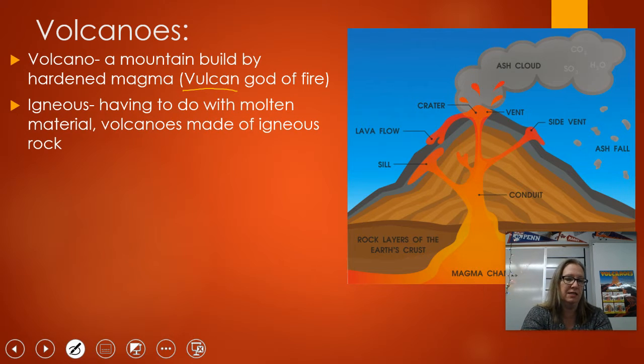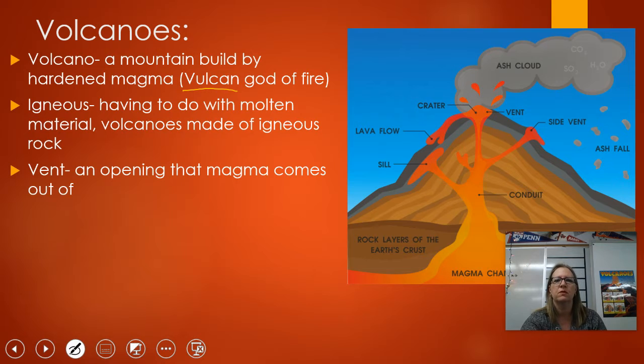The word igneous, we're going to talk a lot about igneous rock. We've been talking about sedimentary rock, but now we're going to talk about igneous rock a little bit. That just means it had to do with molten material, okay? So once that magma solidifies into rock, that's known as igneous rock, all right?